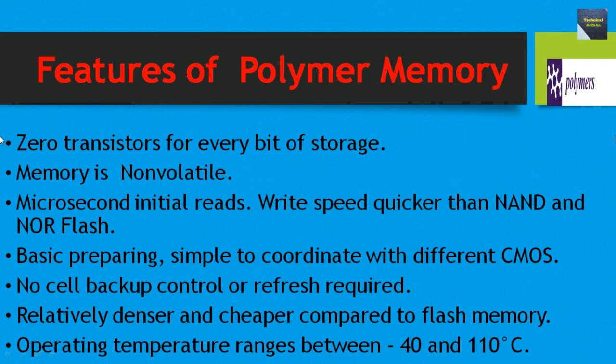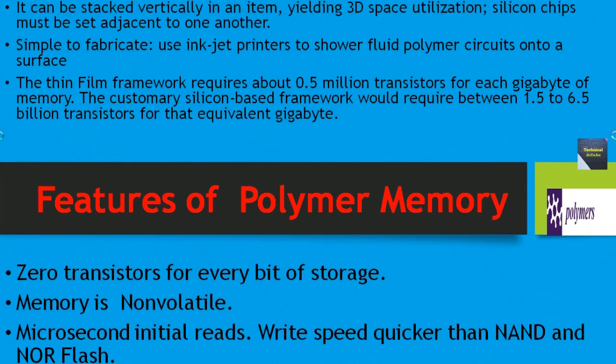The features are: zero transistors for every bit of storage. Next point, memory is non-volatile. Next feature, microsecond initial reads, and write speed quicker than NAND and NOR flash. Basic processing, simple to integrate with different CMOS, no cell backup power or refresh required, relatively denser and cheaper compared to flash memory, and operating temperature range between minus 40 to 110 degrees centigrade.